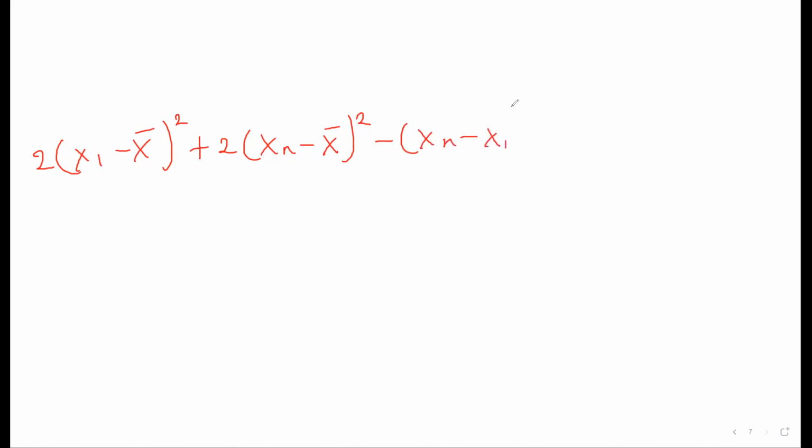So I have my 2 times (x1 minus x bar) squared plus 2 times (xn minus x bar) squared minus (xn minus x1) squared greater than 0.